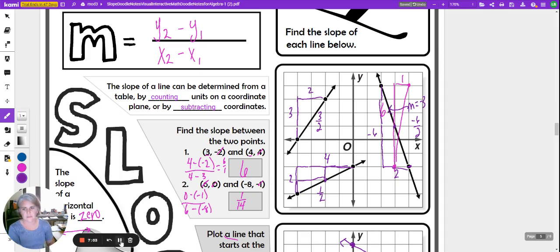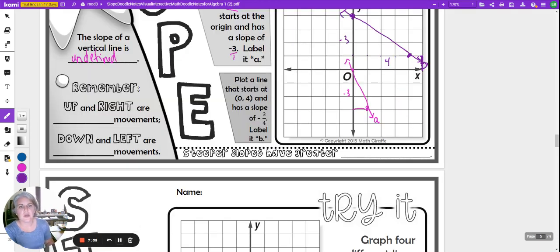All right. So remember, as we're going up and to the right, those are both positive movements. Going up is positive, moving to the right is positive. Going down and to the left, both of those are negative movements. If I go down, this was negative, but to the right was positive. A negative over a positive left me with a negative slope. Here, a negative over a positive left me with a negative slope.